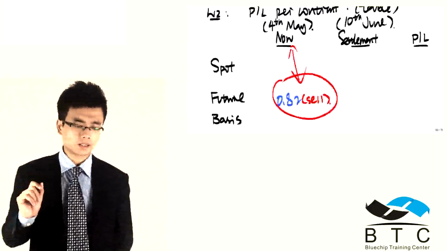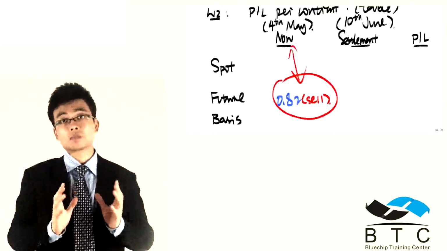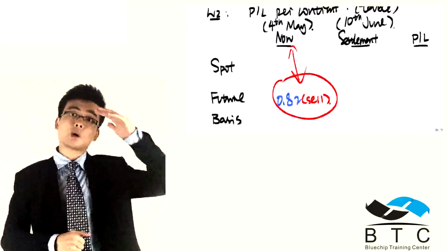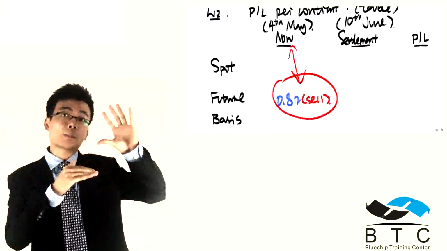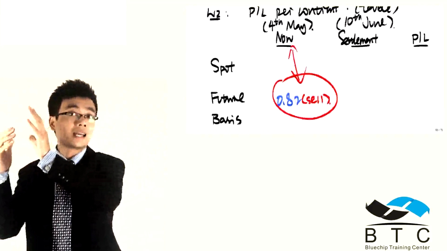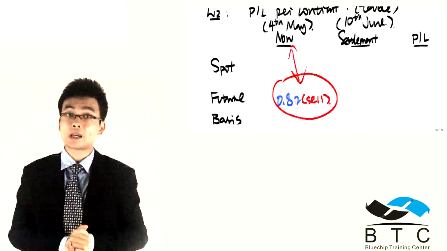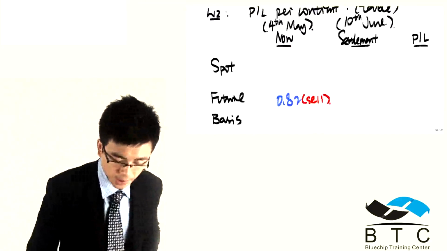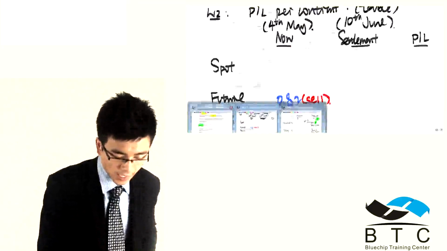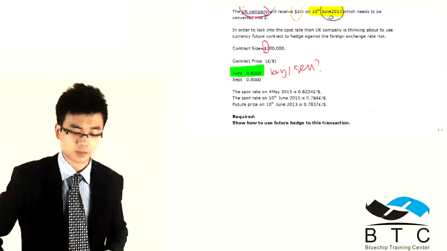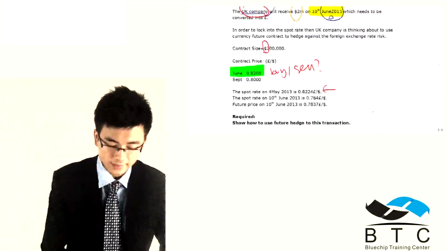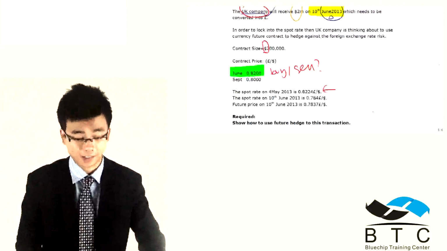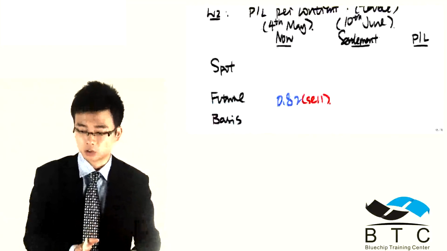Well, the reason is that we are going to simplify the issue, because we need to calculate the basis. We need to calculate the difference between the spot price and the future price, and then use that basis to estimate at any point in time what the futures prices will be. So that's why we're going to do that. And we're posing the question that the spot rate today is $1 to 0.8224 UK pounds. So from that perspective, of course, we're going to slot the numbers in here.